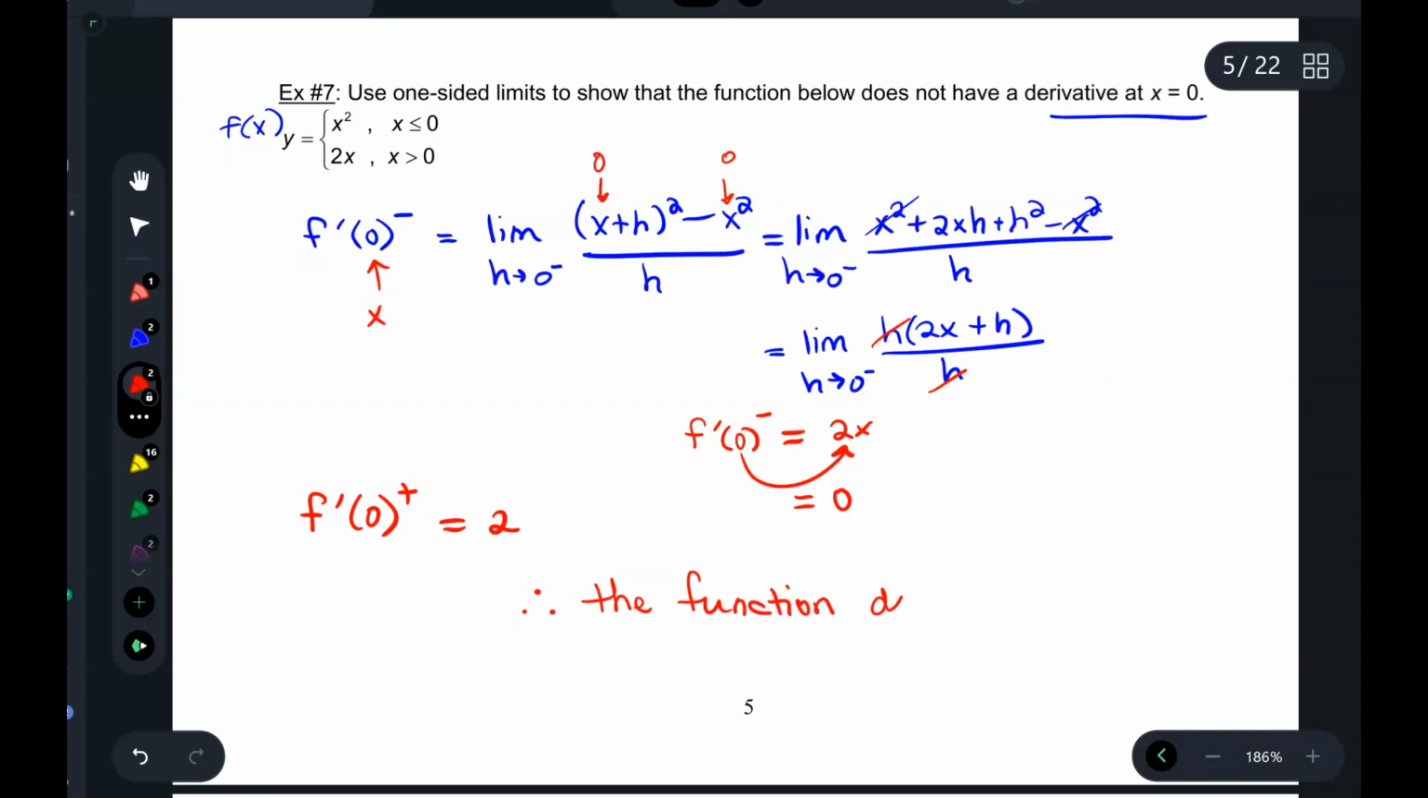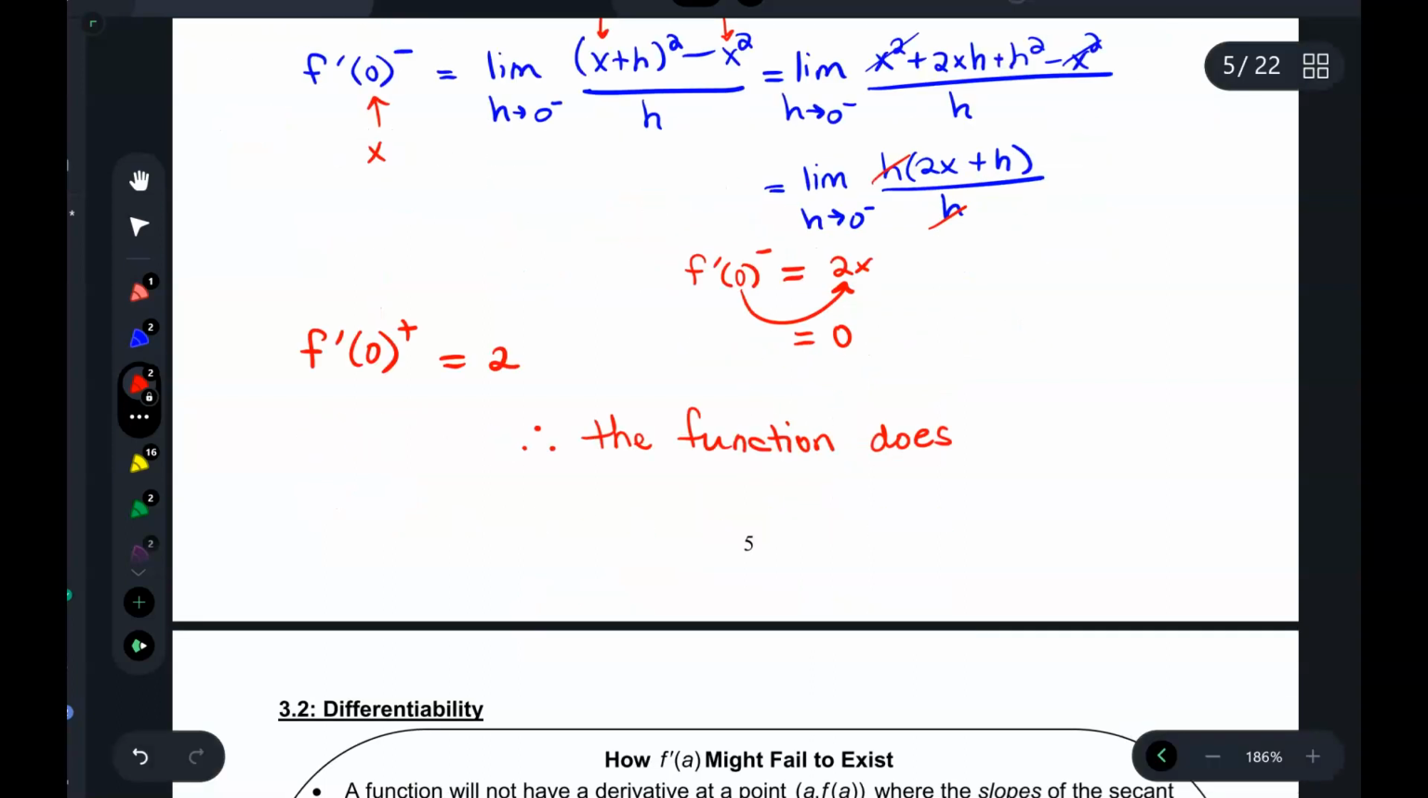Wait, but why don't you plug in 0? Because it's a constant, there's nothing really to substitute in for. See, this one ended up being 2x, so when I plug in 0, I got 0. This one, if I were to run through this whole business, I wouldn't end up with an x to substitute in for. It just works out to be 2. So this does not have a derivative at x equals 0.